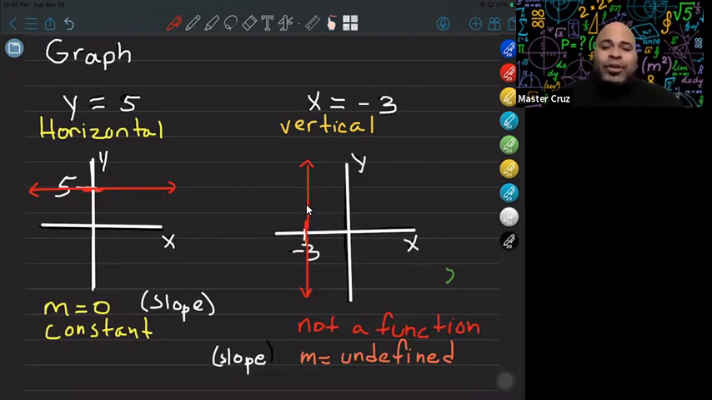This will make a vertical line, which is not a function because the x's repeat. Now, because it's not a function, then the slope here is undefined. So that's what you have to know about graphing y equals mx plus b, which is the slope-intercept form.